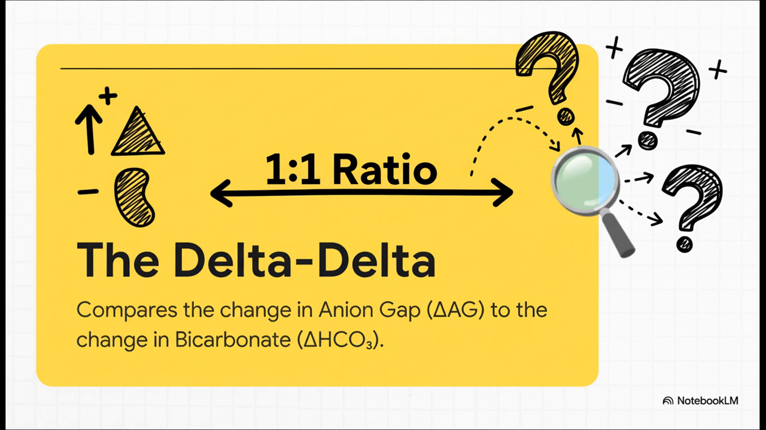In a simple, straightforward, high anion gap acidosis, there's a perfect trade-off. For every 1 point the anion gap goes up because of that new acid, the bicarbonate should go down by 1 point to buffer it. It's a 1-to-1 relationship. If that ratio is broken, well, that means something else is messing with the bicarbonate, either pushing it up or pulling it down even more.